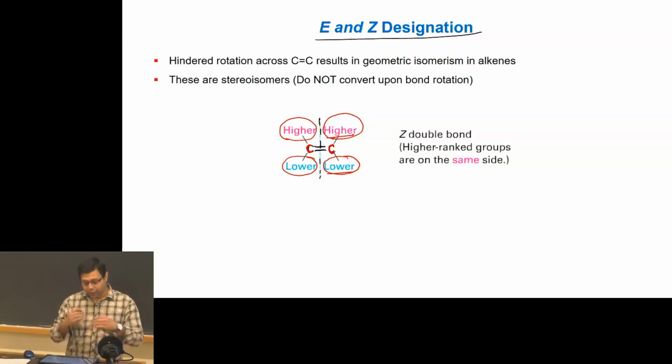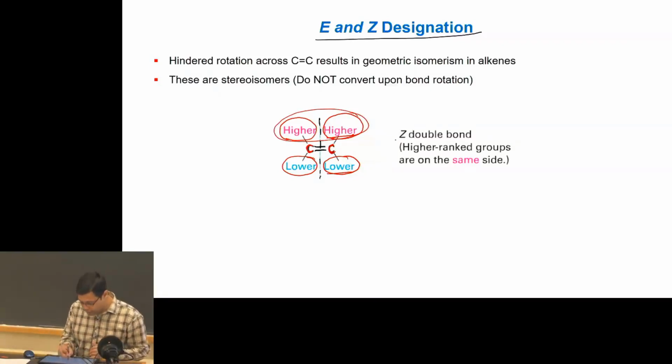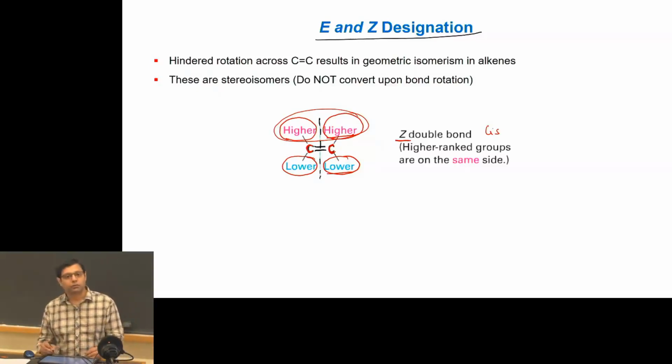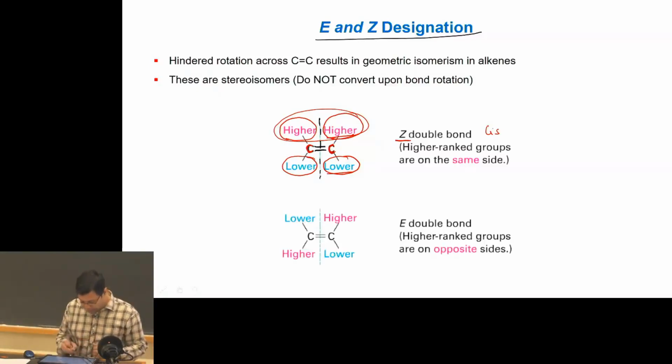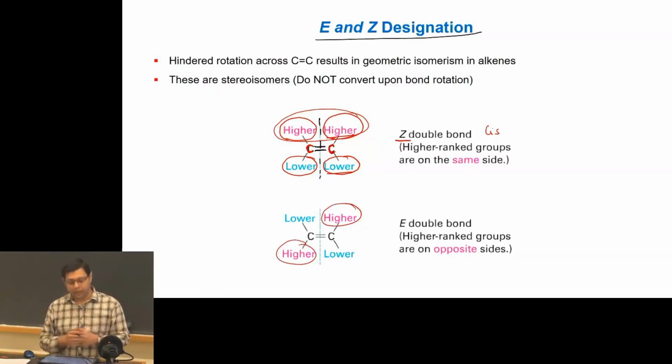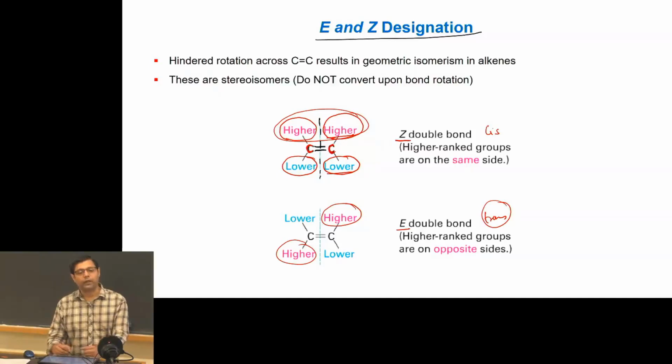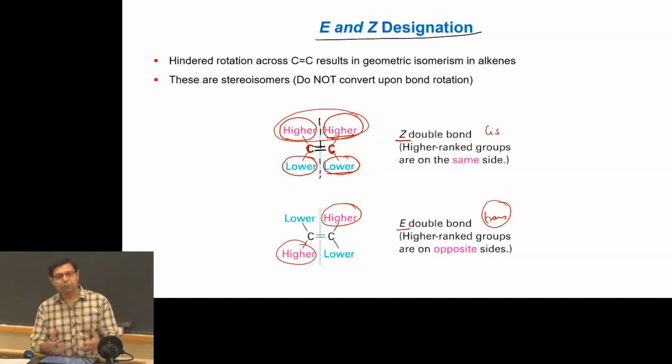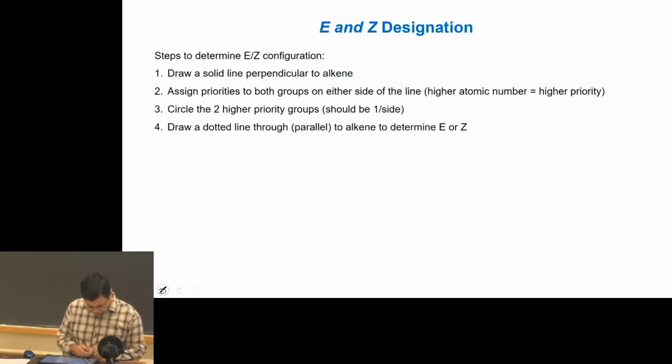Right? And once I assign priorities, let's say the higher priority groups are on the same side, that configuration would be Z, like cis. Once I assign priorities, let's say the higher priority groups are on the opposite side, then that would be called an E configuration, like a trans. Right? As we take examples, this will become clear to you, assigning E and Z. So let's take an example.